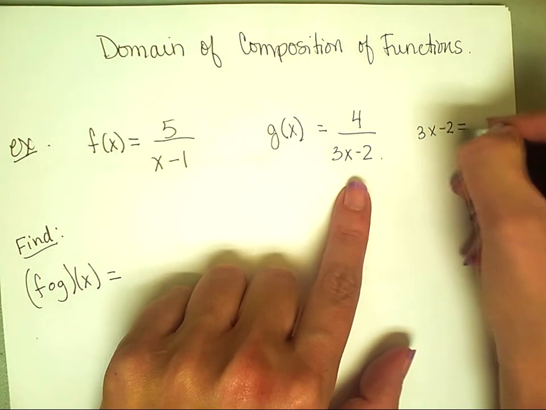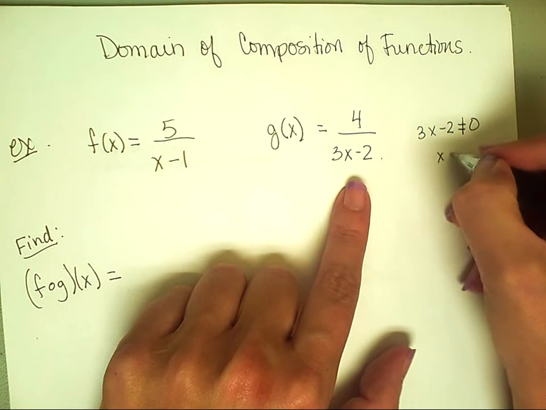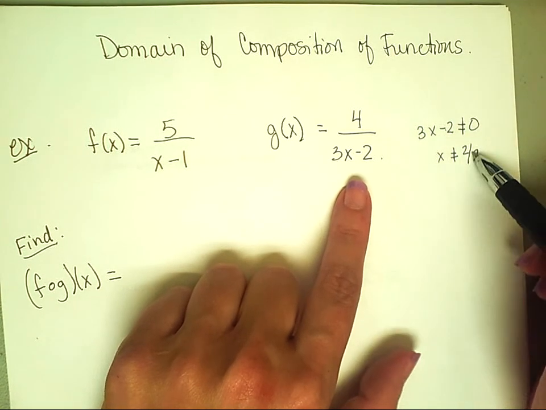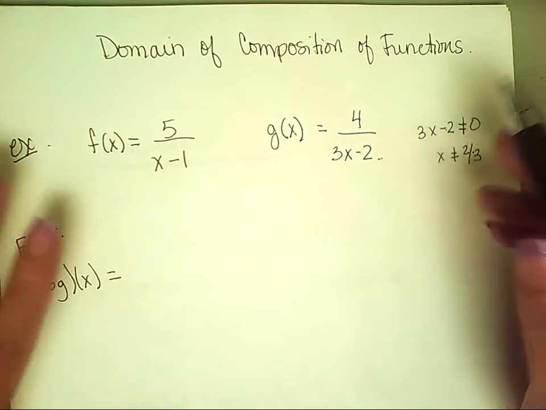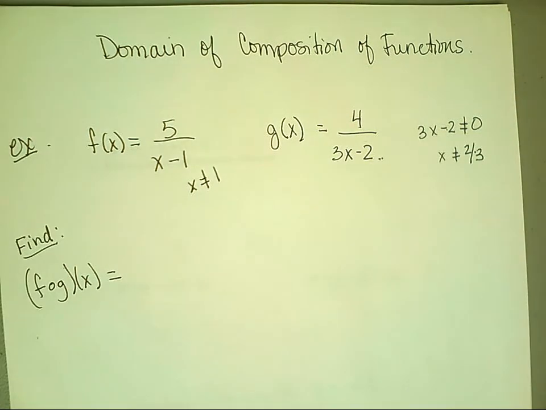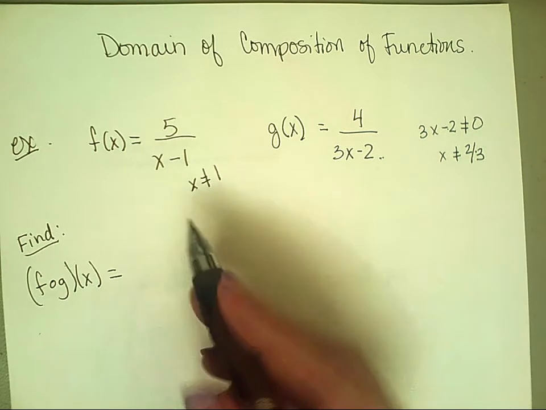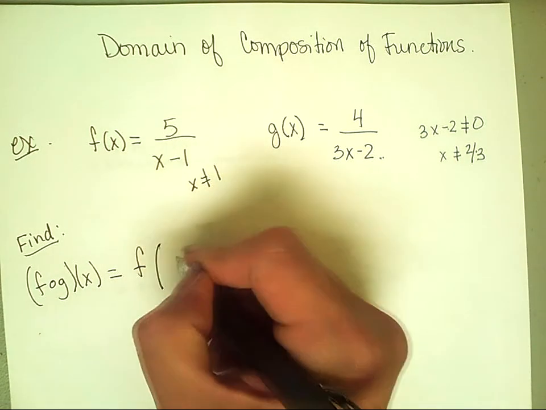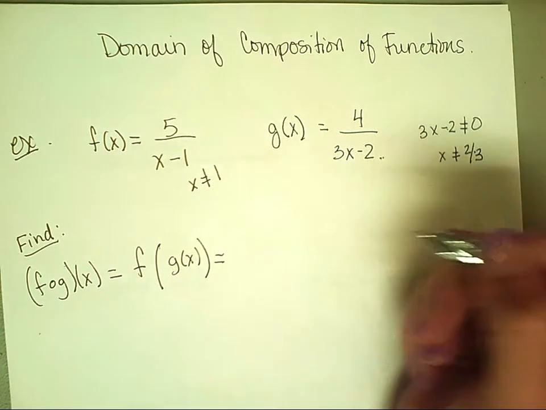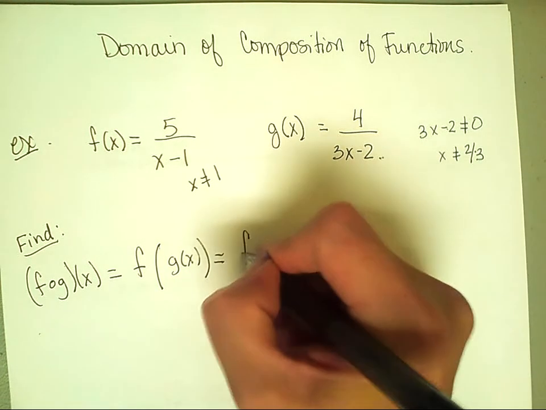Okay, well, first let's state domains. Okay. We know that 3x minus 2 cannot equal 0, so x cannot equal 2/3. Okay. Adding 2 and dividing by 3. Okay. For g. And for f we know that x cannot equal 1. Alright, we'll come back to that. Now let's find f composed of g. That means I'm going to take f, and into it I'm going to put g.